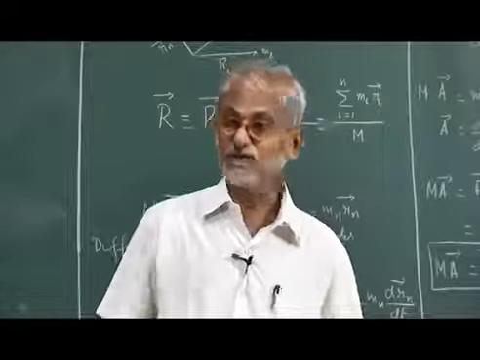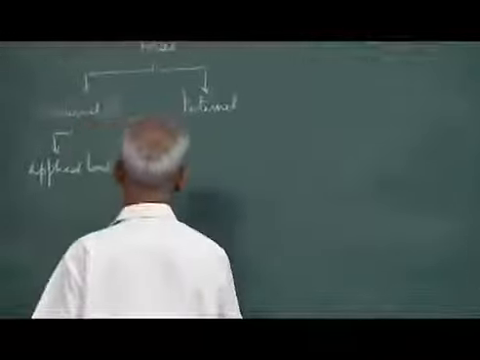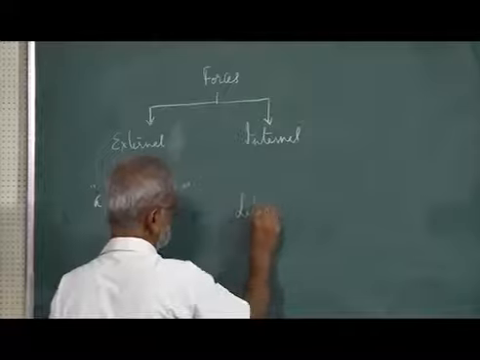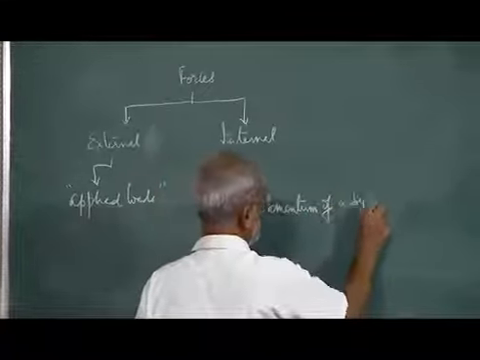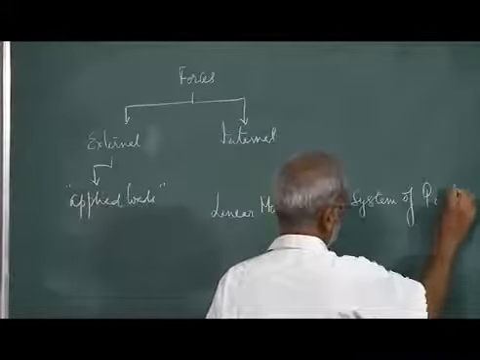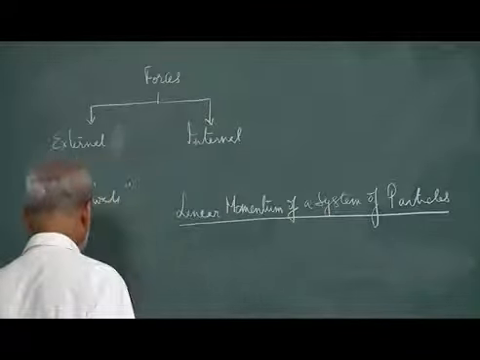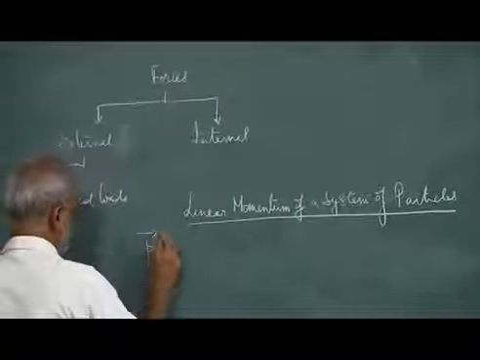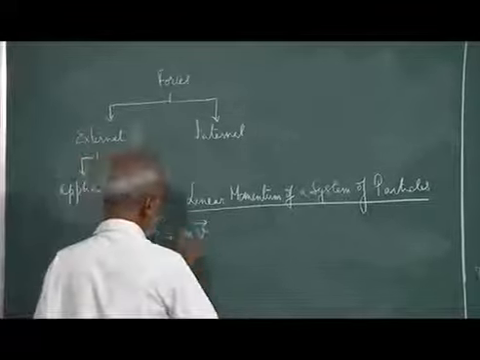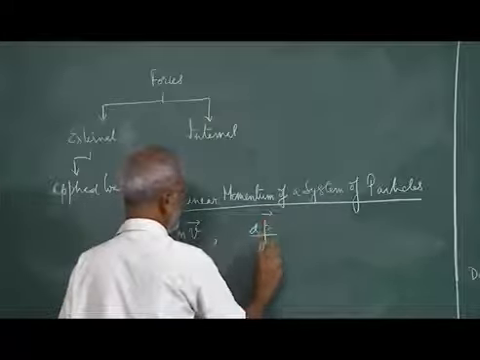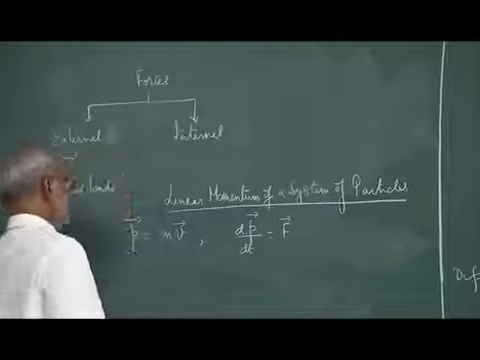Now we will move on to the next concept, the linear momentum of a system of particles. We know the basic definition of momentum. If a particle is moving with a velocity v, then its momentum is given by m times v, and Newton's second law is stated in this very familiar form. The rate of change of momentum is what we call force, or the other way to write it, force is defined as the rate of change of momentum.